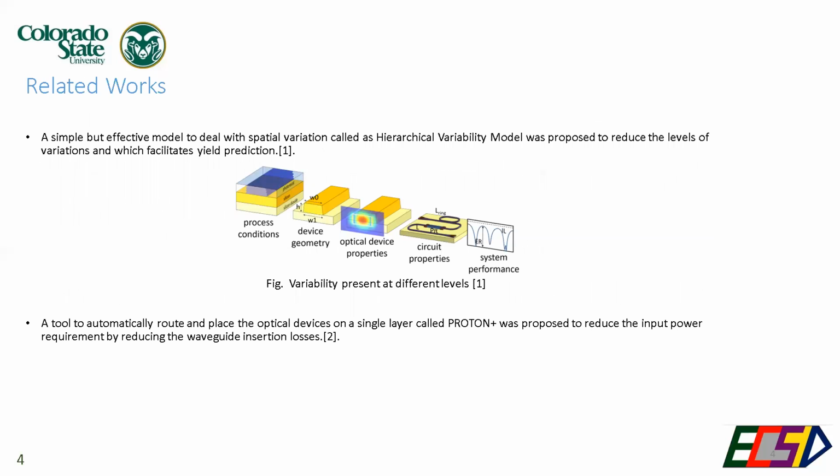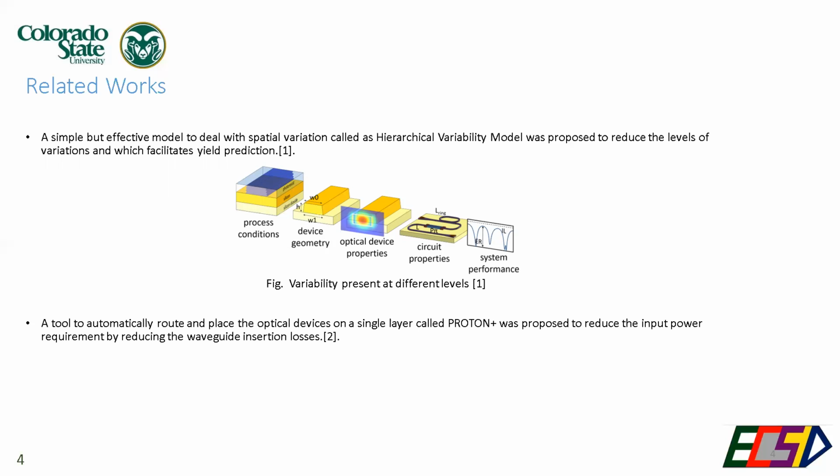Some of the related work that we have observed for this project: in integrated photonics, process conditions such as exposed dose, resist age, and plasma density lead to variations in device geometry, which affect the optical properties of the device, such as its effective index, group index, and coupling coefficients. These variations are propagated from device level to system level, which degrades the system performance. The process variability can be environmental, temporal, or spatial. In this paper, we'll be dealing with the spatial variations.